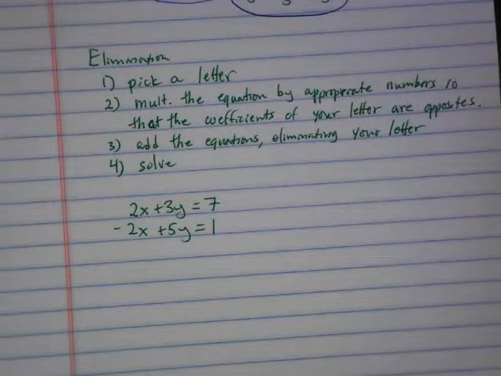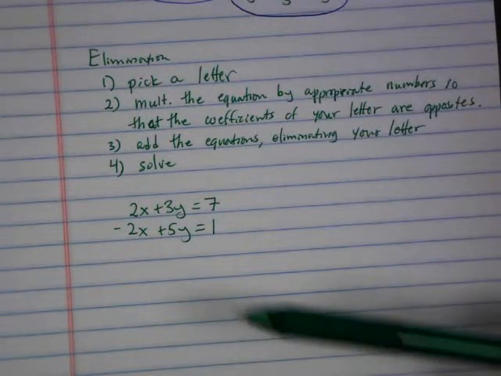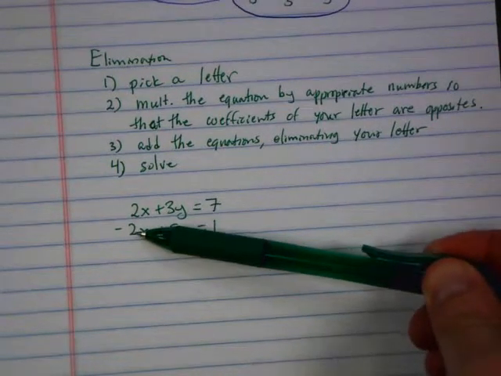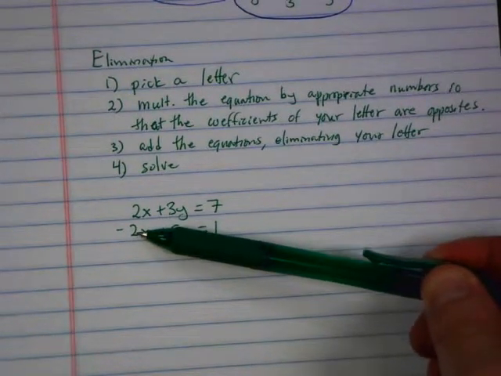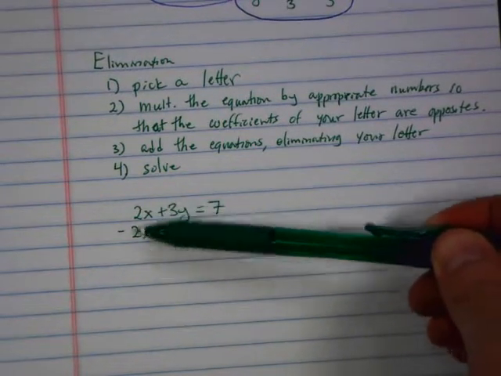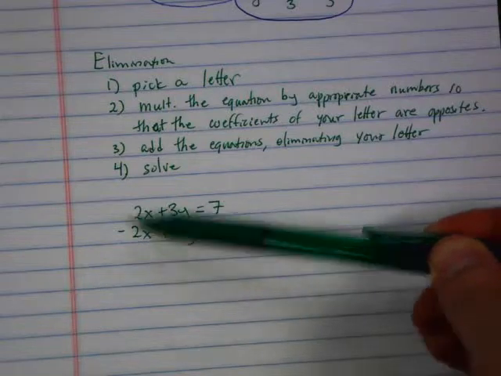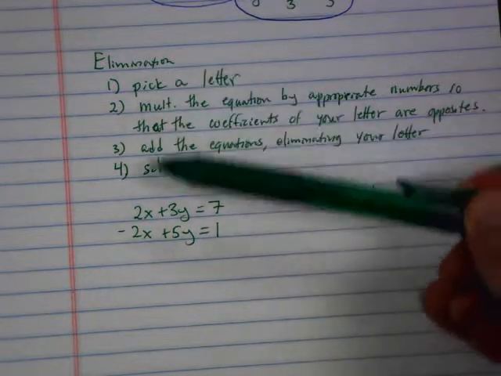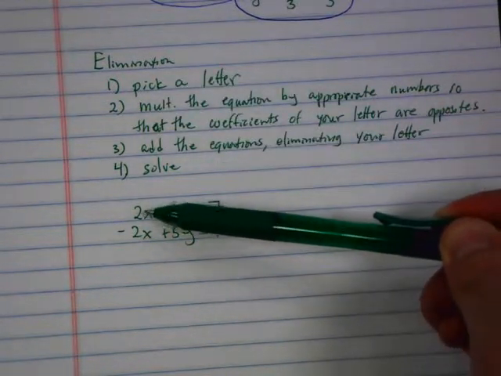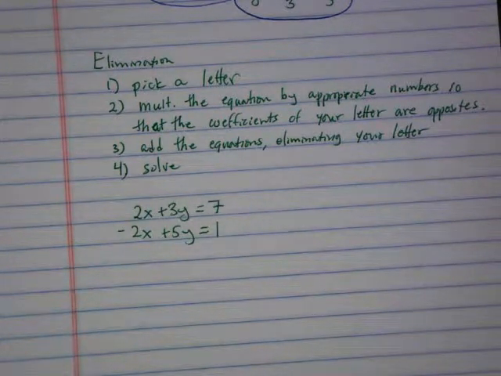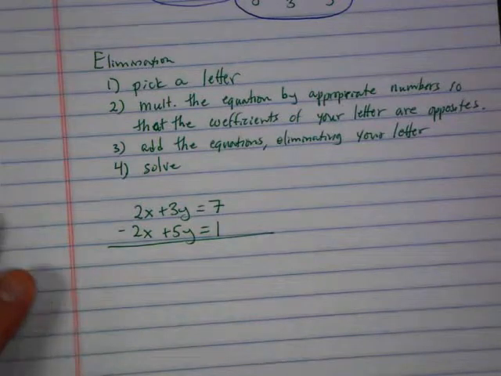Yeah, and the reason you're saying x is you're looking at the coefficients. This one has a 2, and that one has a negative 2. We want the coefficients to be opposites. So if this one's a 2, we want that one to be a -2. That's exactly what we want. That's what step 2 says: make it so the coefficients are opposites. And they already are. Step 3 says just go ahead and add the equations.